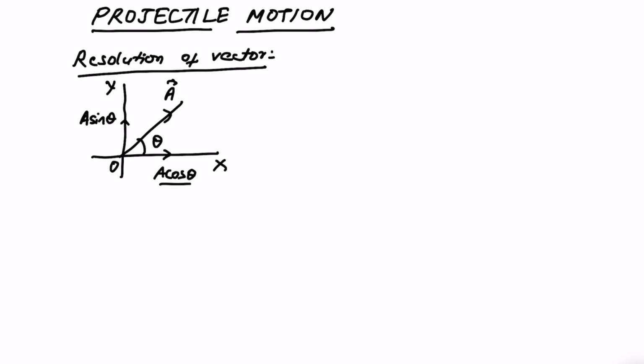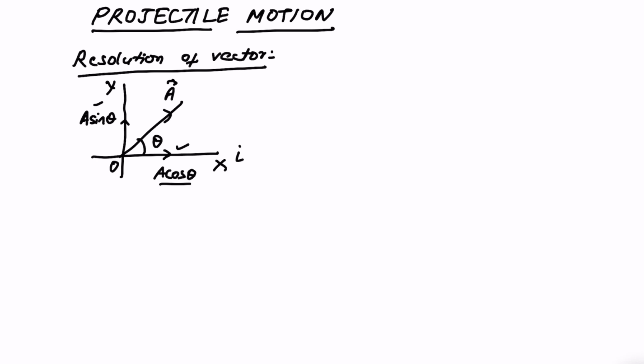So a vector quantity, when it is inclined at a certain angle, say theta, with the horizontal, will have two components, A cos theta and A sin theta. A cos theta is along the horizontal direction and A sin theta is along the vertical direction.